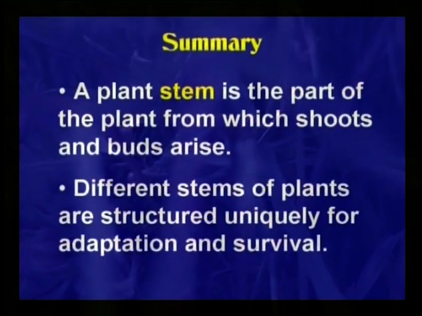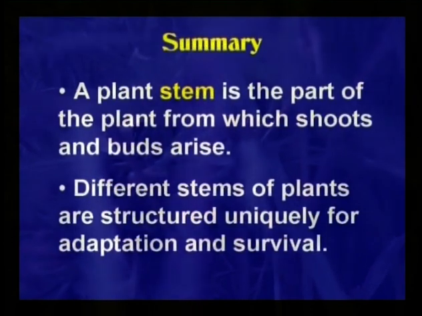We have two summary points. First point, a plant stem is part of the plant from which shoots and buds arise. Second summary point, different stems of plants are structured uniquely for adaptation and survival. Not all plants have the same stem.